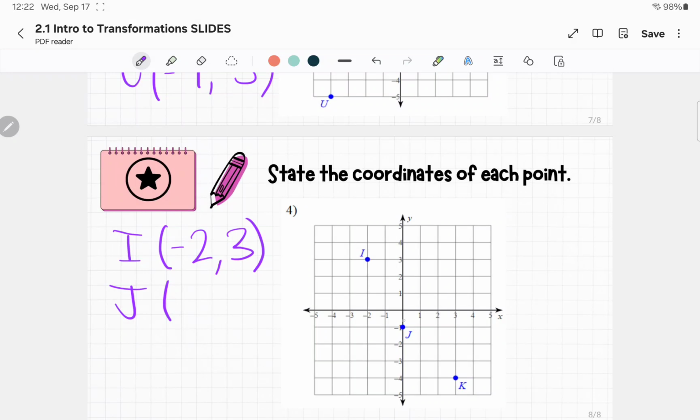So J, on the x-axis, it actually hasn't moved left or right. It's still at the center. So that's going to be a 0 for the x-coordinate. And then it's down at negative 1 on the y-axis. So J is 0, negative 1. And our last one is K. K is over 3, positive 3 on the x-axis. And it's down at negative 4 on the y-axis. So it's 3, negative 4.